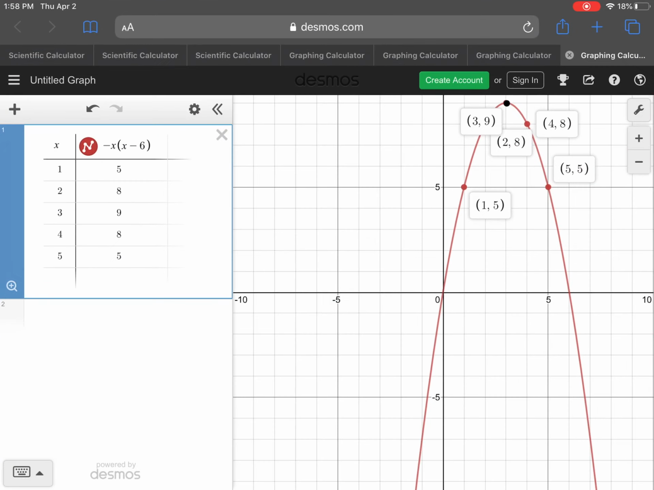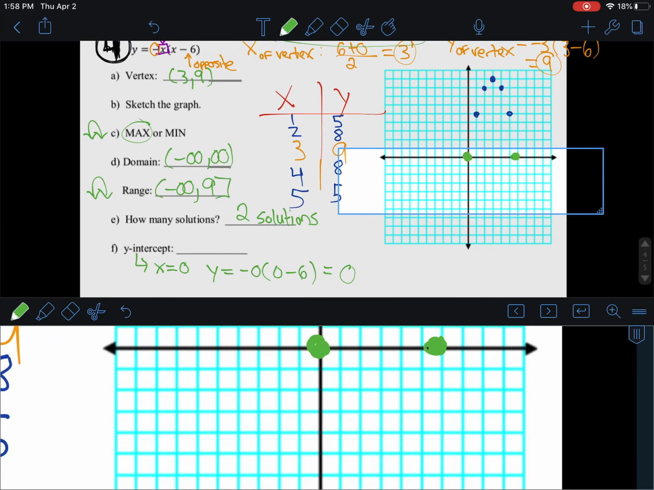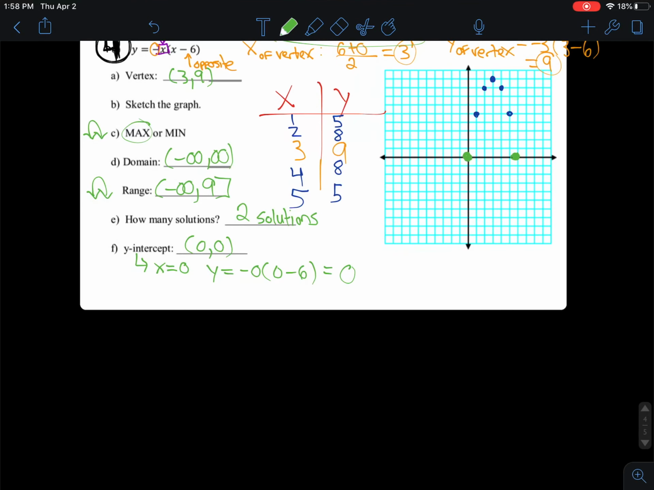Or you can look at your graph. Where's it hitting the y-axis? Well, it's hitting it at the origin, or 0, 0. Your y-intercept in this case is actually going to be 0, 0. That can happen. In that case, it's happening here. So those are the points you know. So you can go ahead and graph them.